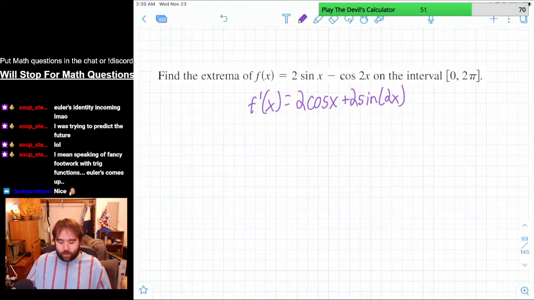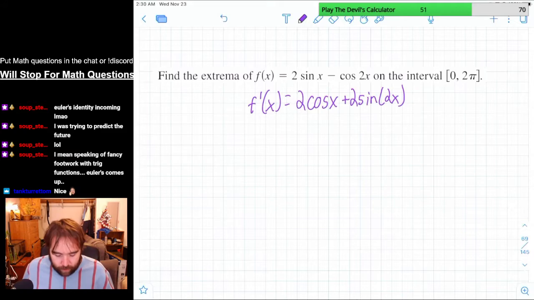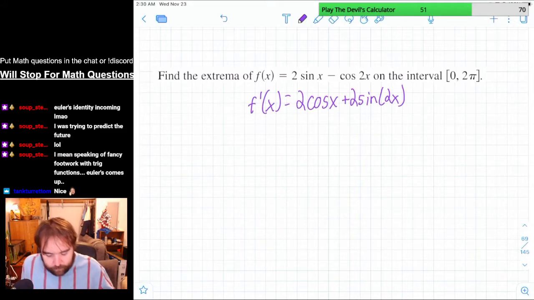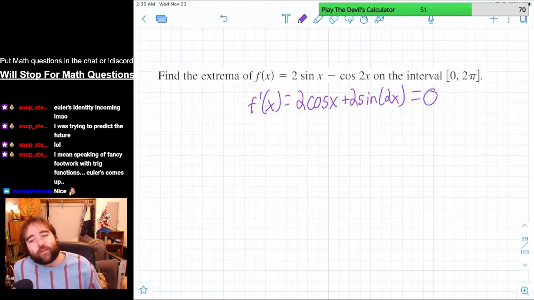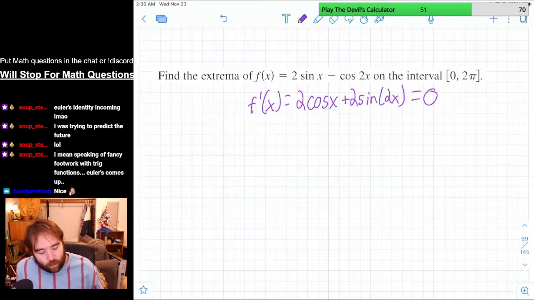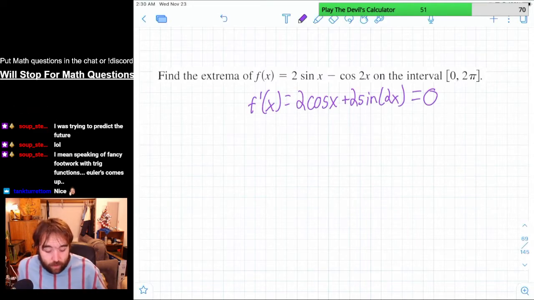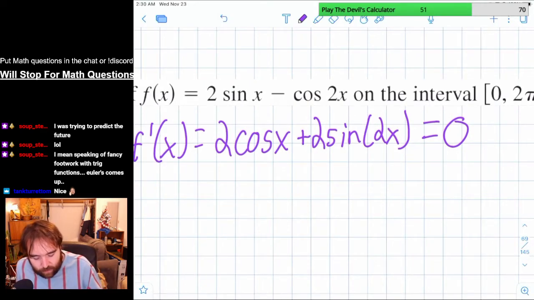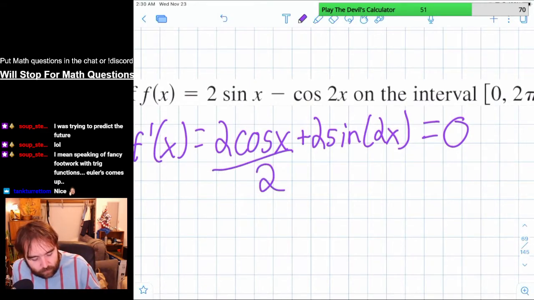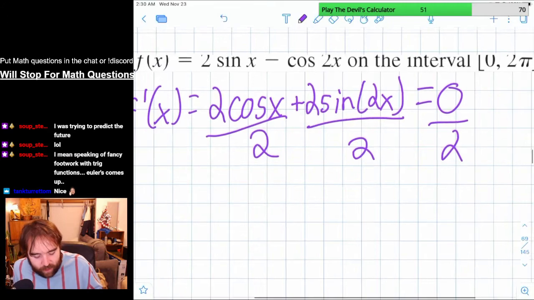So now we're going to set that equal. So when is it undefined? It's never undefined. Cosine and sine are never undefined. So we're happy with that. But we got to say, when is that equal to 0? And there's a few interesting things we could do. I would definitely say we should divide everything by 2 first, just to get that out of the way.